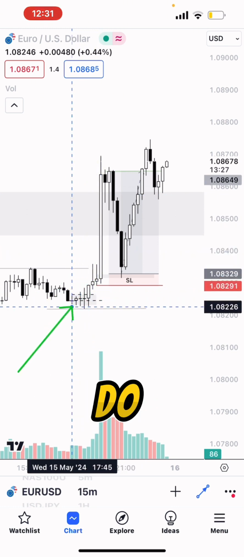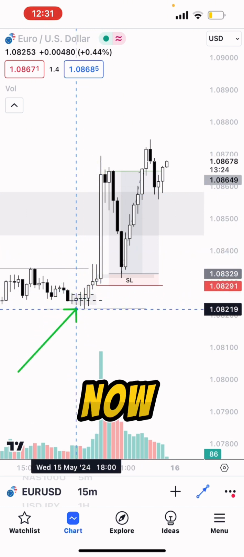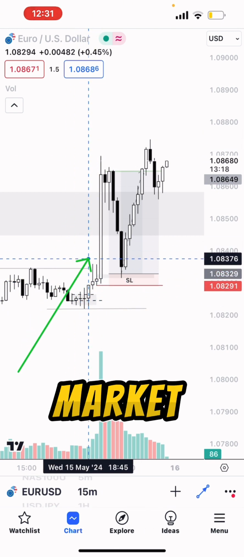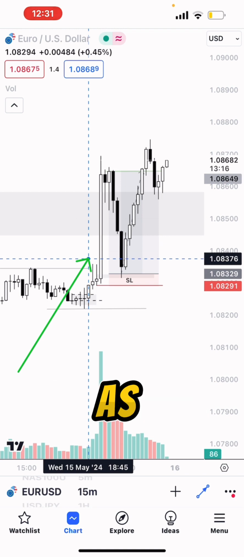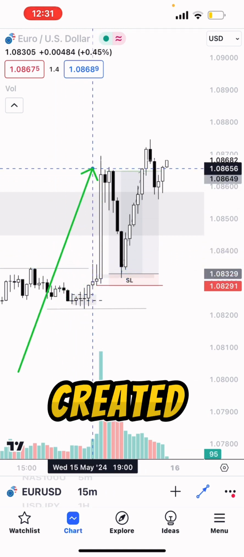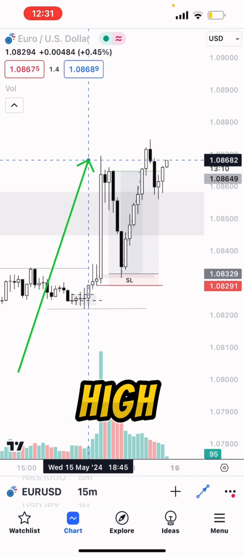The most retailers can do is something small like this, where I'm pointing the arrow now, down here. But when the news came out, that's when the big guys came out and pushed the market. So they're controlling the market, creating new structure, because as they broke the previous structure, which was right here, they broke it and created a new piece of structure, which was a new high.